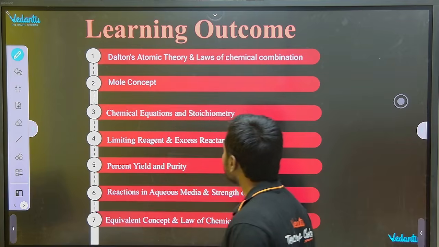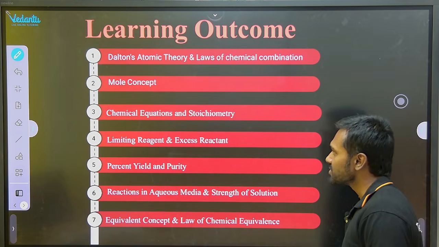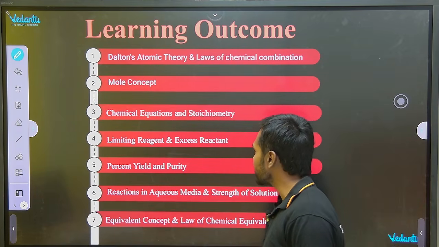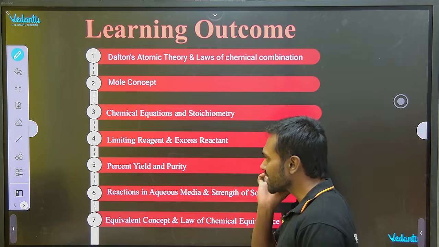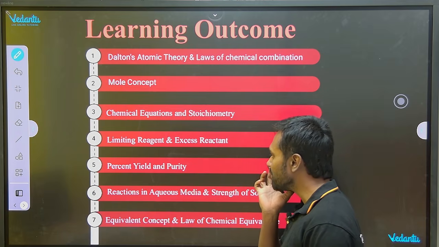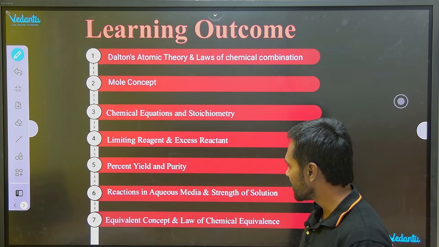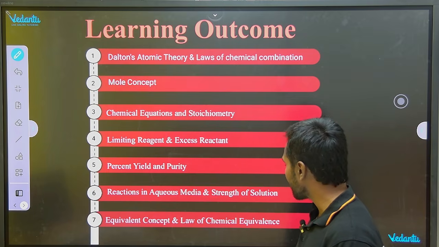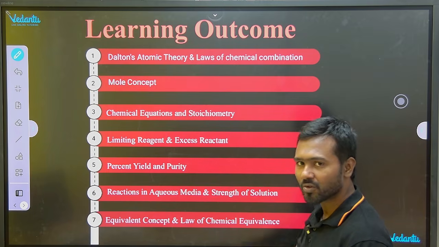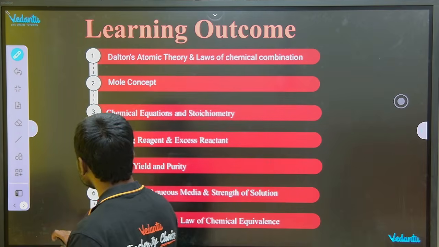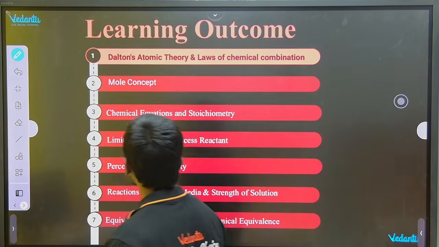So: Dalton's atomic theory, laws of chemical combinations, mole concept, chemical equations and stoichiometry, limiting reagent and excess reagent, percentage yield and purity, reactions in aqueous media and strength of solution, and equivalent concept and law of chemical equivalence. So mainly we will focus on these. In that, first we will see one by one here.